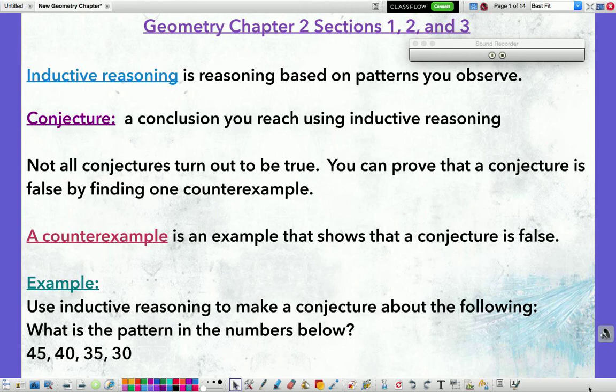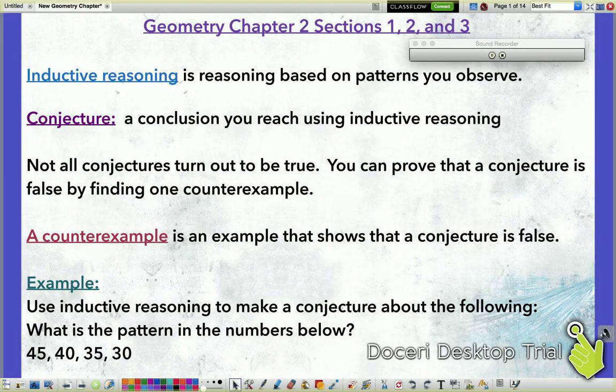Use inductive reasoning to make a conjecture about the following. What is the pattern in the numbers below? Okay, so they give us the numbers 45, 40, 35, and 30. Well, I can see that we're subtracting 5 each time. Looking at the number pattern, that's actually what I would say. I would say subtract 5. Okay, there's my conjecture, and that's all I would have to do.